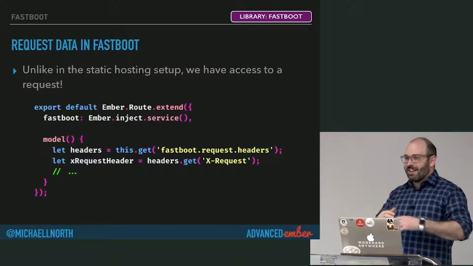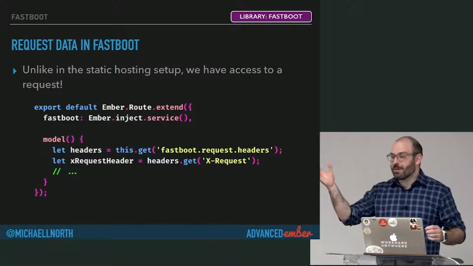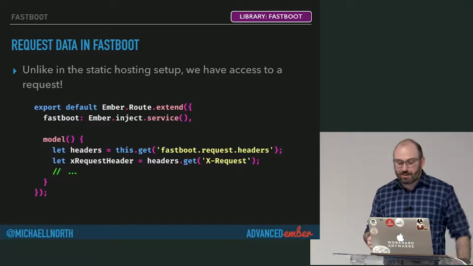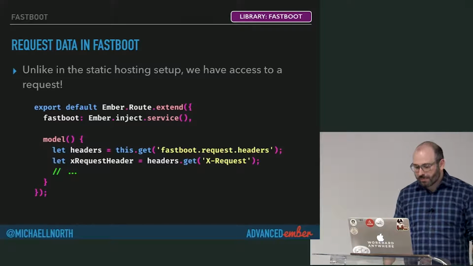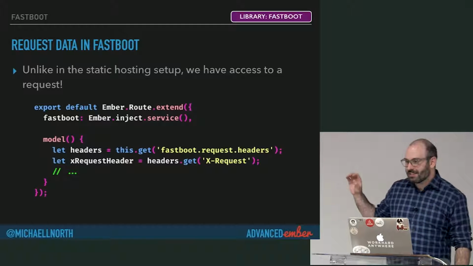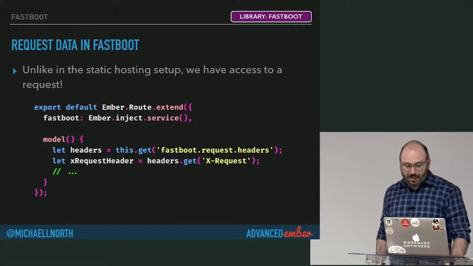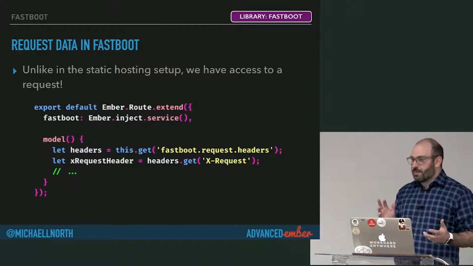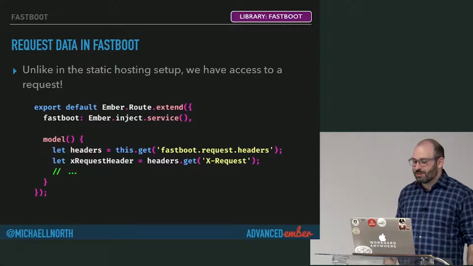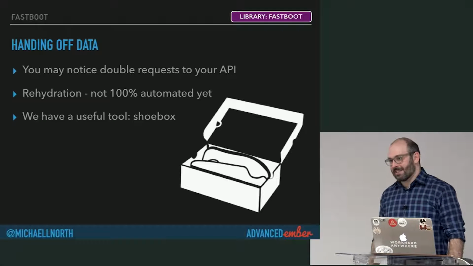This would make this header data available as the routes model, and when that HTML renders, we would have that user agent rendered right on the screen. So you only have access to this fastboot.request object when you're rendering on the fastboot server. You need to pass that data to the client to make it available in the client if you are to use it there. And we have a means of doing that, and it's called the Shoebox.